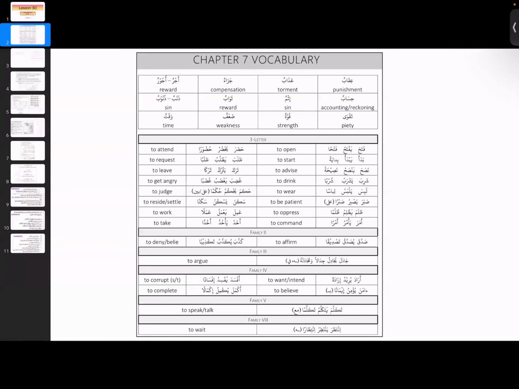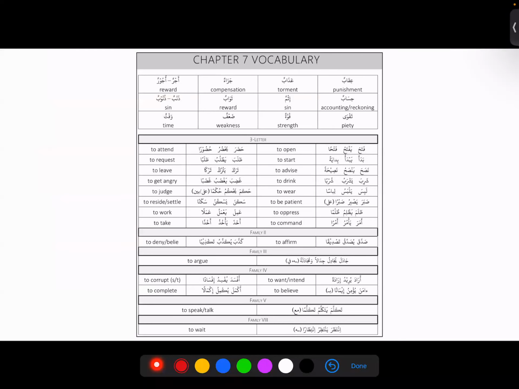Okay, so now yasbiru. Sabara will become yasbiru when we are going to take it to fi'l mudari'. So what bab can it be then? Sabara is becoming yasbiru. Any idea? I don't have any knowledge of these babs, but I can conjugate.